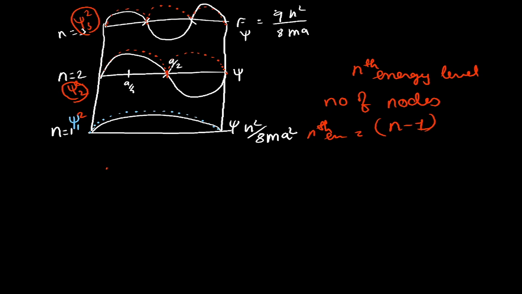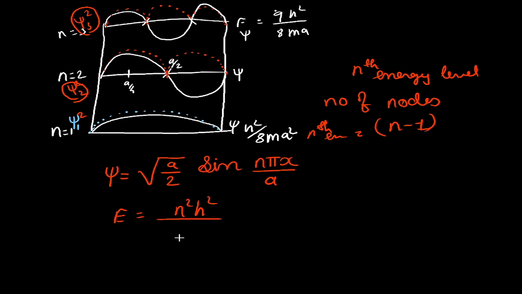So in today's lecture we have seen the normalized wave function for the particle confined in a one-dimensional box, that is under root 2 by a sine n pi x by a, and we have also seen the energy, that is n square h square upon 8 m a square. So I hope the derivation is clear.